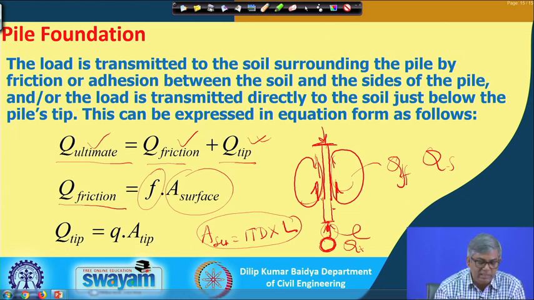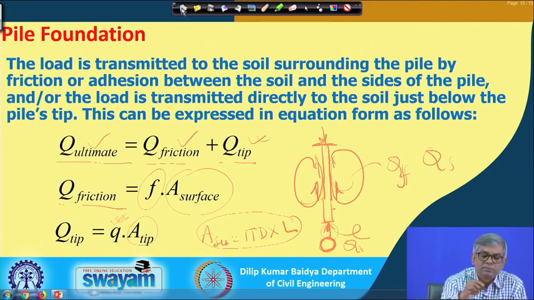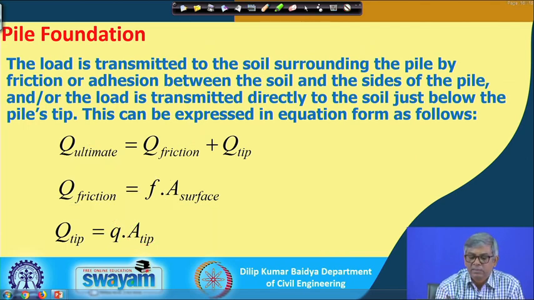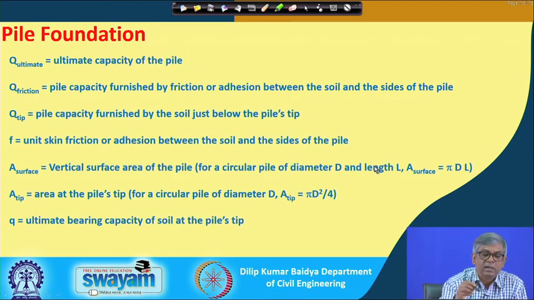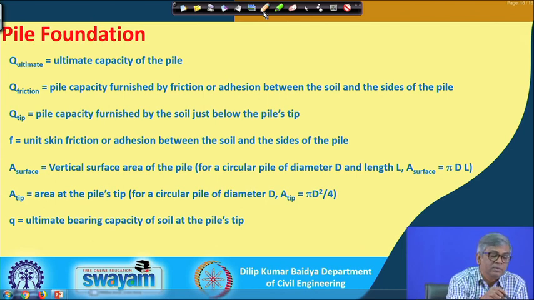And Q tip is Q multiplied by A t. A tip is the area of the base of the pile, and Q is nothing but the bearing capacity of the soil at this depth, so that has to be estimated. So this is the general terminology for calculating the bearing capacity or capacity of the pile. Let me go to the next slide, and you can see I have again elaborately defined all those terms.